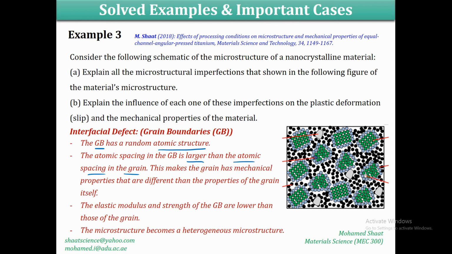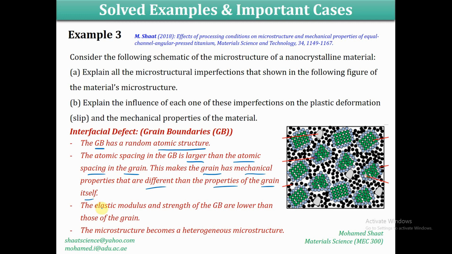Despite both forming one single specific material, since the atomic structure of the grain boundary is different from the atomic structure of the grain core, we are expecting that the mechanical properties of the grain will be different from the mechanical properties of the grain boundary. So since the atomic spacing and the atomic structure of the grain boundary are larger than or different from the atomic spacing in the grain core, this makes the grain boundary have mechanical properties which are different from the properties of the grain itself.